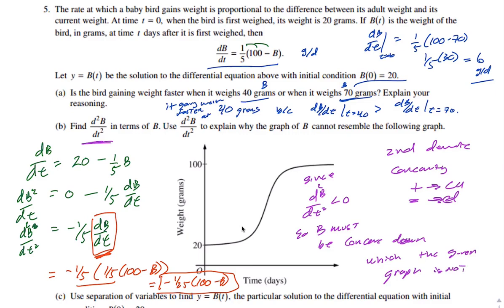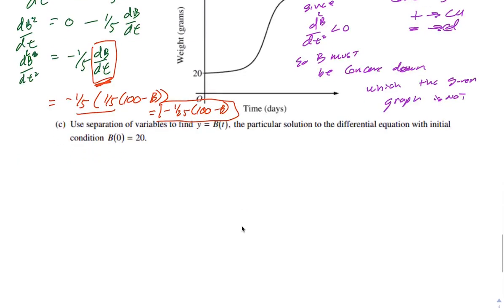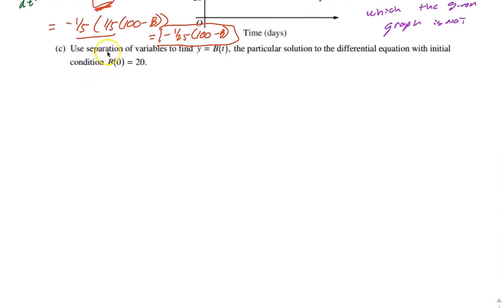So that's our answer to B. Now let's finish it off by doing C. Use the separation of variables to find y equals b of t, the particular solution to the differential equation with the initial condition b of 0 equals 20. So they want us to separate that original equation they gave us, which was db/dt equals 1/5 (100 minus b). They want us to separate this, and then use this given value to find our c.